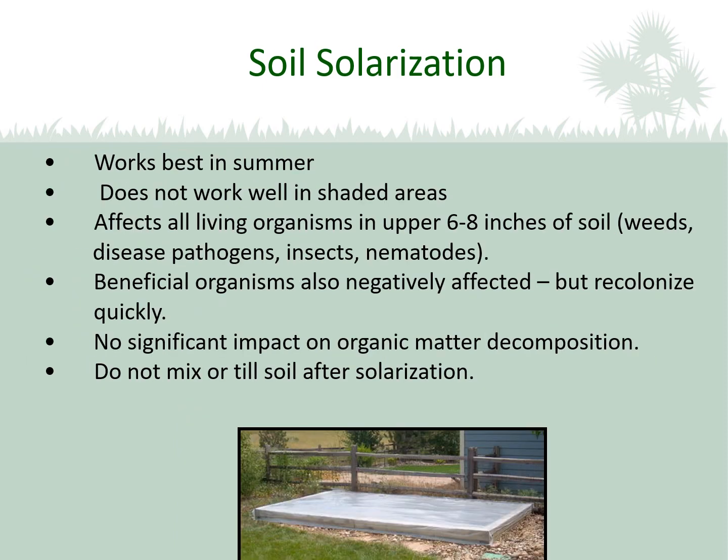This practice works best in summer, of course. Depends upon heat. It does not work well in shaded areas because they're not going to get as hot. It affects everything, all living organisms in the upper 6 to 8 inches of the soil. This is weeds, disease pathogens, insects, nematodes. And it also affects beneficial organisms negatively, but they can recolonize quickly. It has no significant impact on organic matter decomposition. And after solarization, you don't want to mix or till the soil again.